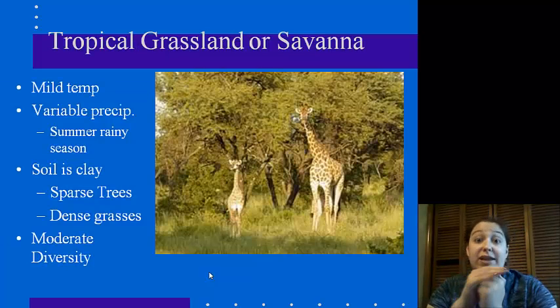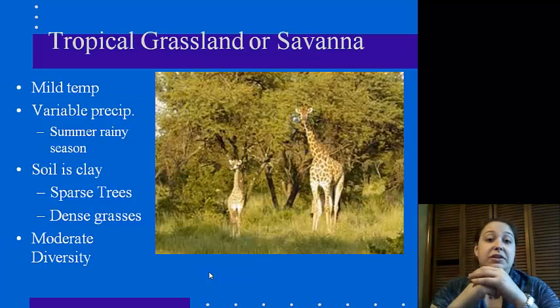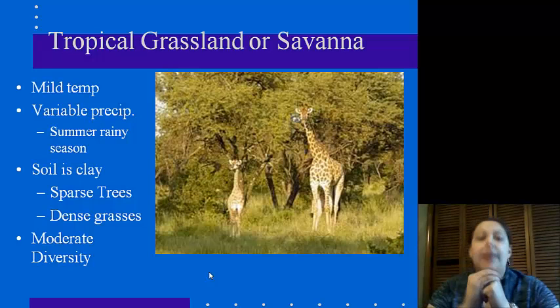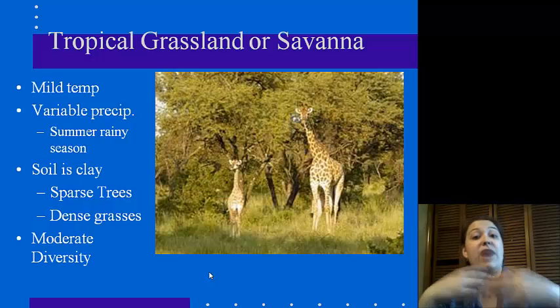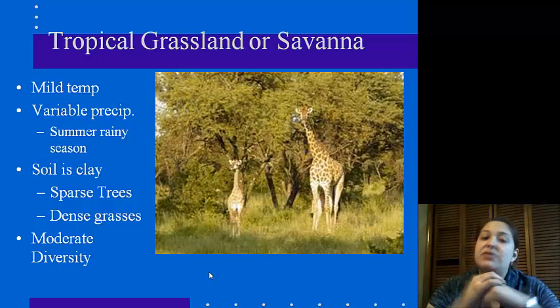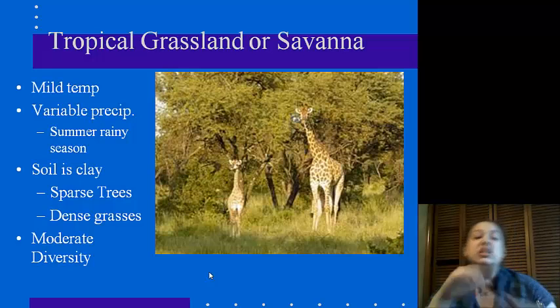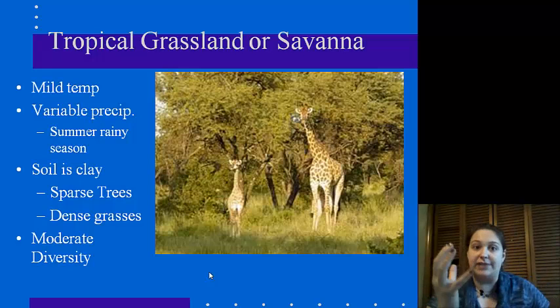The tropical grasslands or savanna. So again, grassland, savanna. Mild temperatures, variable precipitation. They do have a rainy season in the summertime. They have clay soil, sparse trees, and dense grasses, known as grasslands.